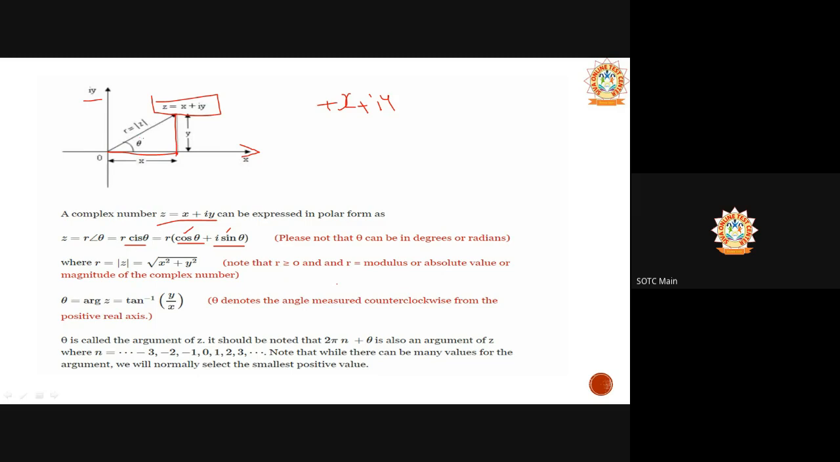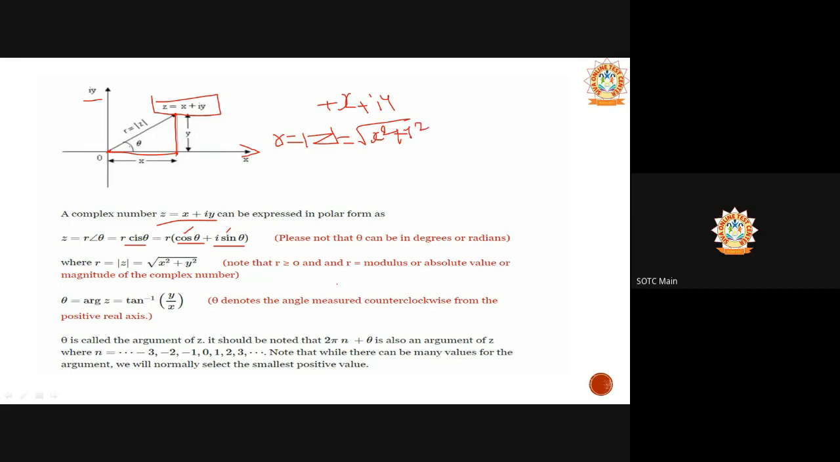Now we already know the mod of z, or the length of z. It is taken from the center, so the center is 0 comma 0, or we can say the origin. From the origin to this point, that is mod z. If we consider this a right angle triangle, what will r become? That is mod z, which is equal to under root x square plus y square, using the Pythagoras theorem.